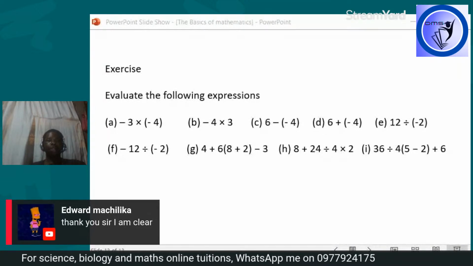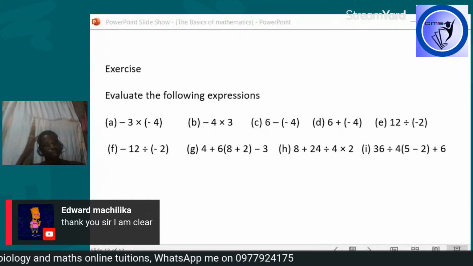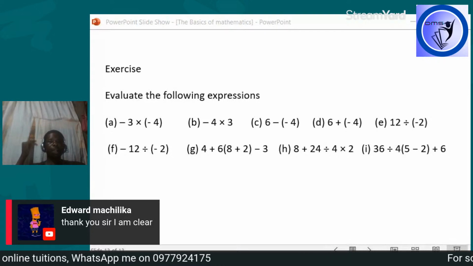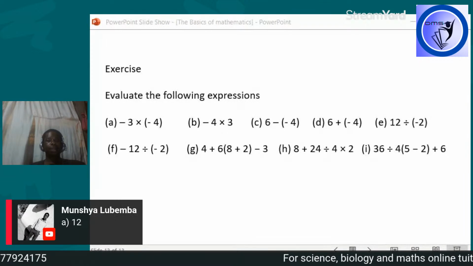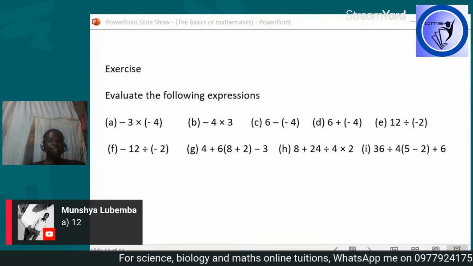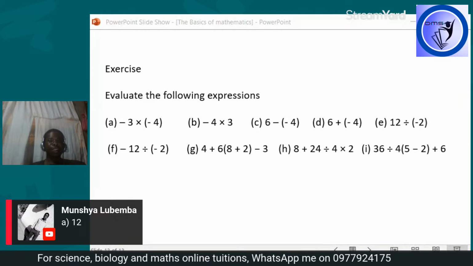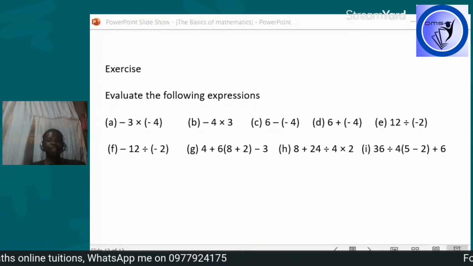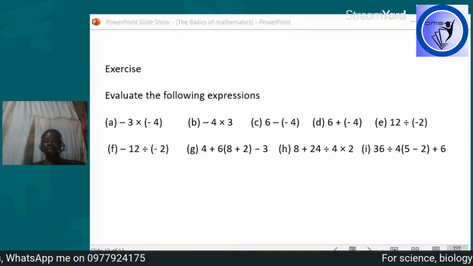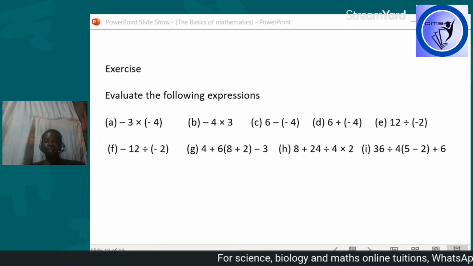we see. So Edward has responded, has told us, thank you, sir. I am clear. Okay, Edward, I appreciate your response. Okay, so he has said 12. Yes, correct. Correct, November. Your answer is correct. I appreciate your response. So I'm waiting, guys. That one, our friend November Mosha has gotten it correct.